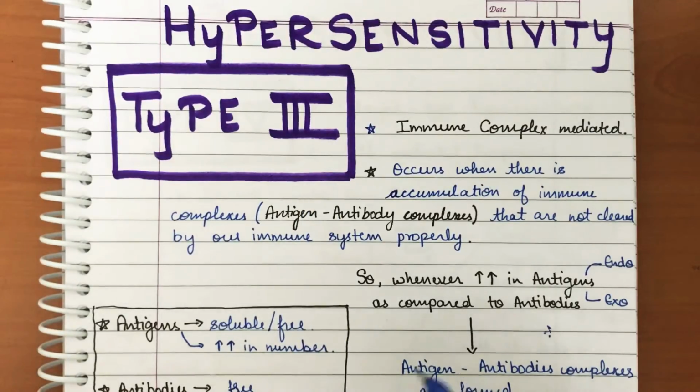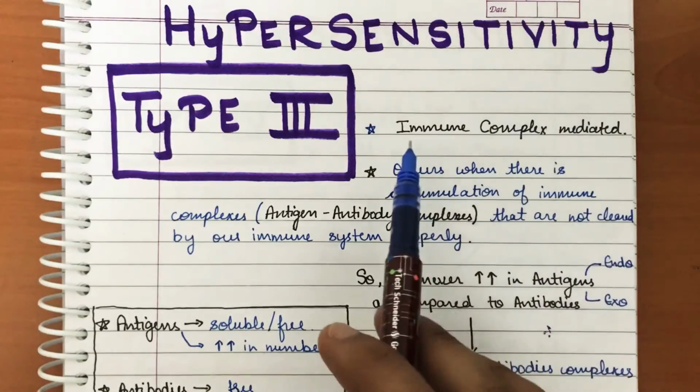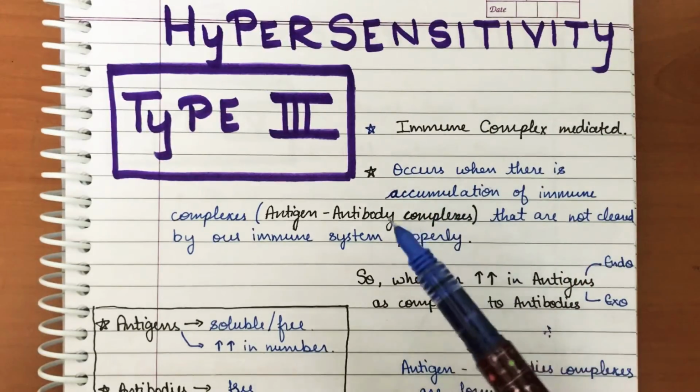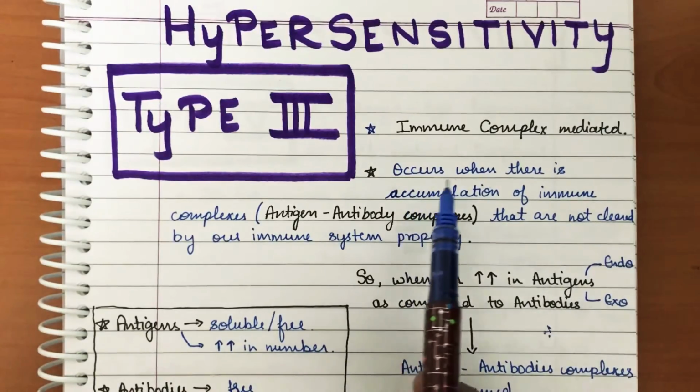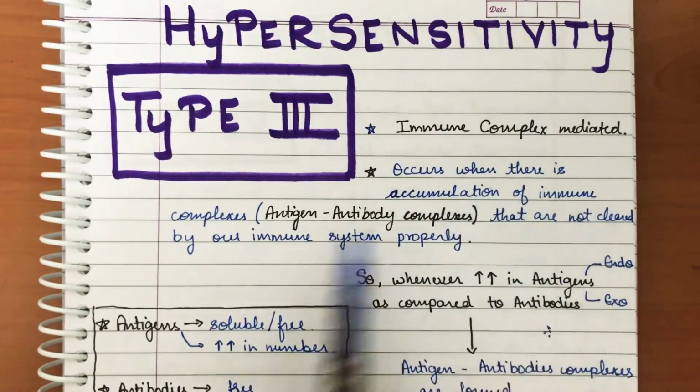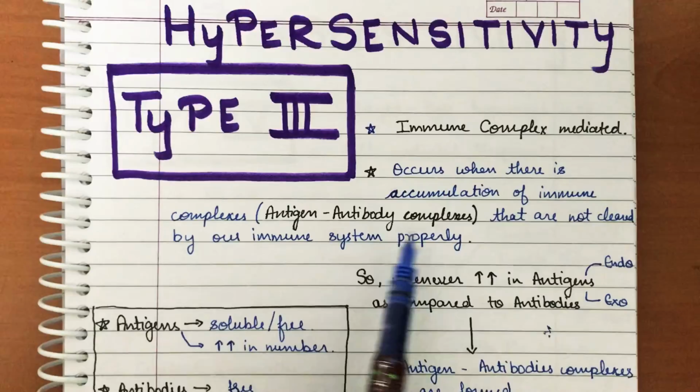So basically hypersensitivity type 3 are immune complex mediated reactions. Immune complex means that antigen and antibody will form a complex together and they will move around the body or around the circulatory system freely. So this usually occurs whenever there is accumulation of immune complexes, which are antigen and antibody complexes that are not cleared by our immune system properly.